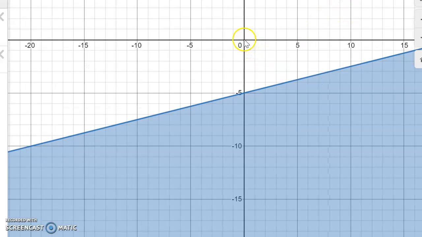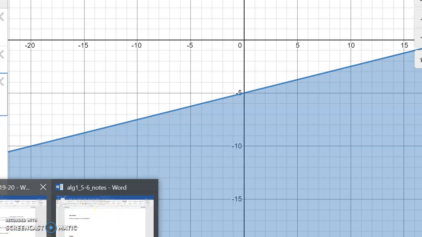And again, you can see the origin is not a point. And I'm going to go ahead and type our point for negative 5 into the plane. And you can see it appears in our shaded region. Great. Let's try a second one.